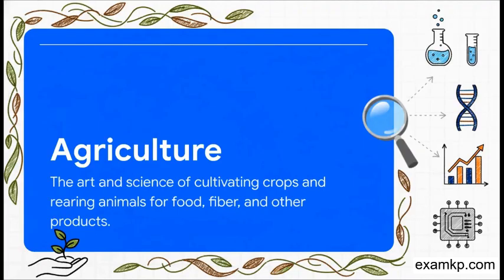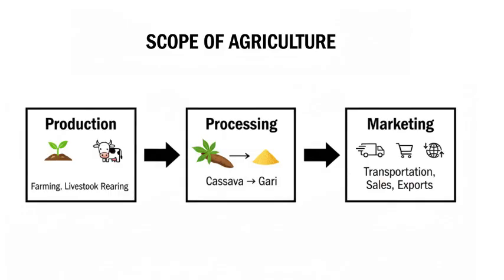And you know what? The scope of agriculture is way bigger now. The syllabus doesn't just stop at the farm gate. It covers the entire chain. Think of it like a journey. It starts with production, which is the actual farming. Then there's processing, like turning cassava into gari. And finally, marketing, which is about getting those products to people like you and me. Remember those 3 stages: production, processing, and marketing.